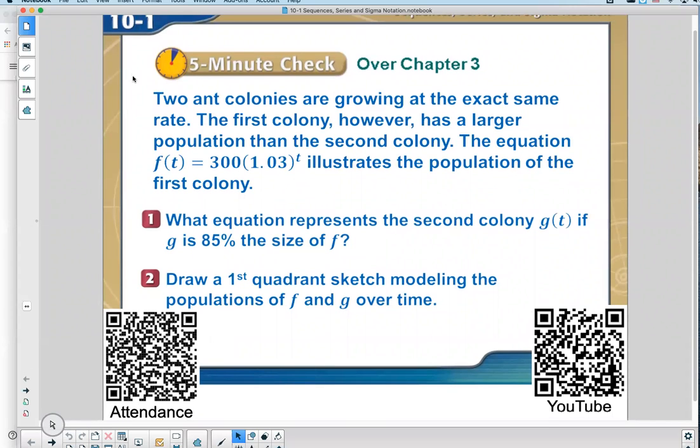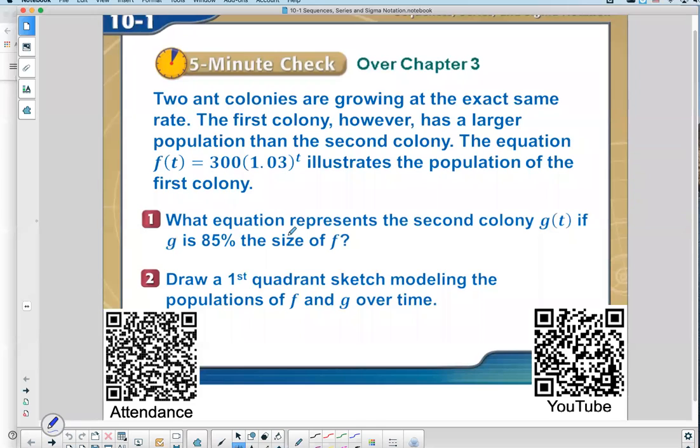We're about to start chapter 10, but really quickly, I'm going to review chapter 3. What we learned about in chapter 3 was called exponential and logarithmic functions, if you remember. That's what we talked about in chapter 3. So questions 1 and 2 derive from this paragraph right here.